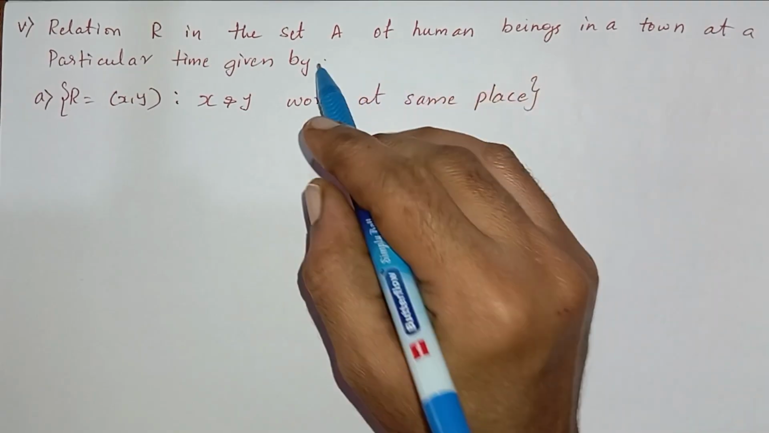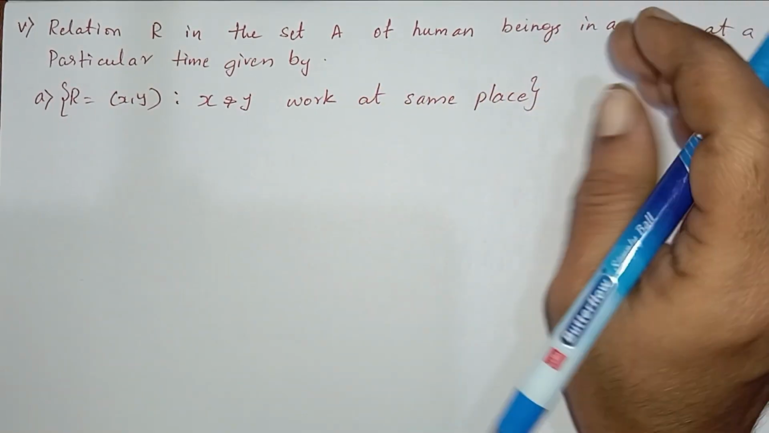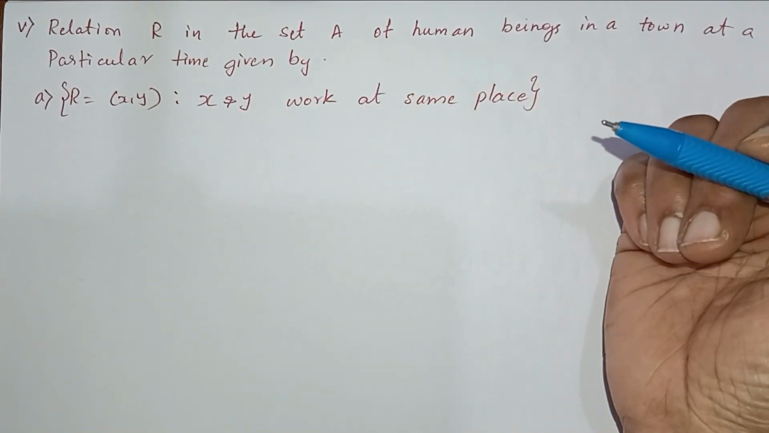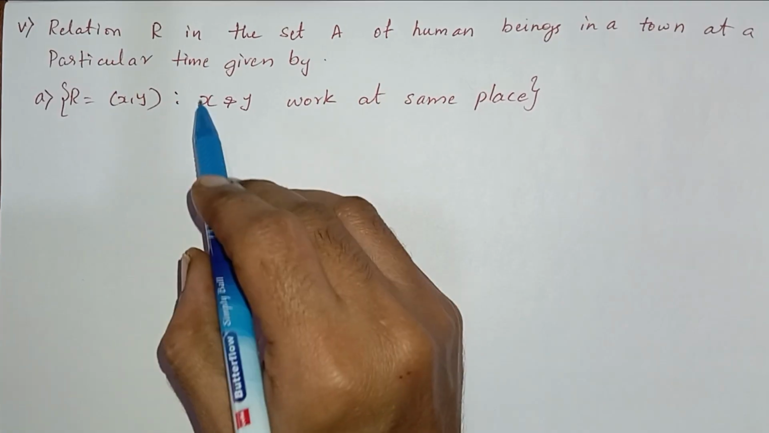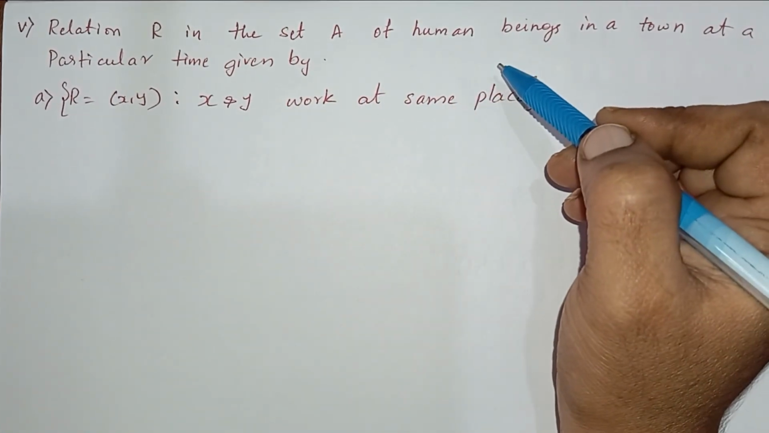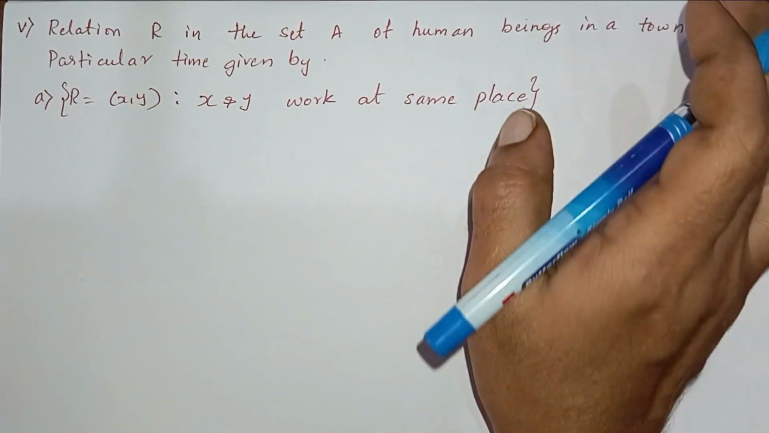So they have given a set A of human beings in the town, at a particular time. Under that we have 5 questions, where the first one is R = {(x, y) : x and y work at the same place}. So two persons are working at the same place. We have to prove whether it is reflexive, symmetric or transitive.